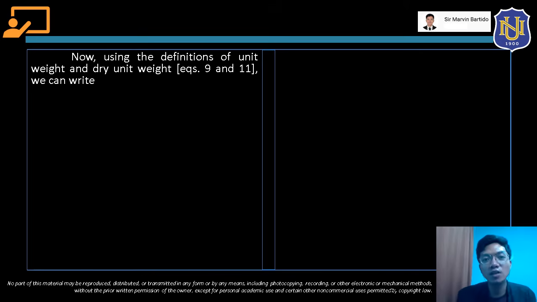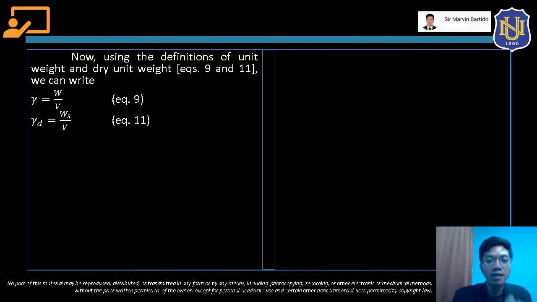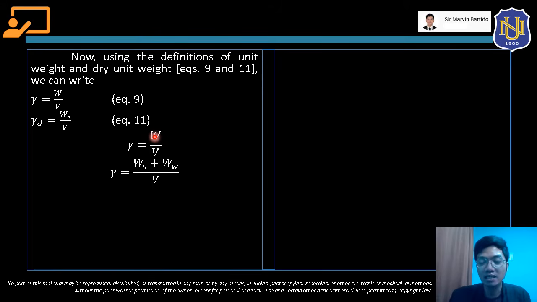Now, using the definitions of unit weight and dry unit weight from equations 9 and 11, here they are, class. Equation 9: gamma is equal to weight over volume. And in equation 11, gamma dry is equal to the weight of soil solid over the total volume. From here, we can replace the weight. This is the total weight, so we can replace it with the weight of soil solid plus the weight of water.